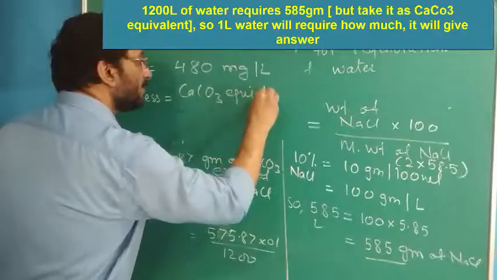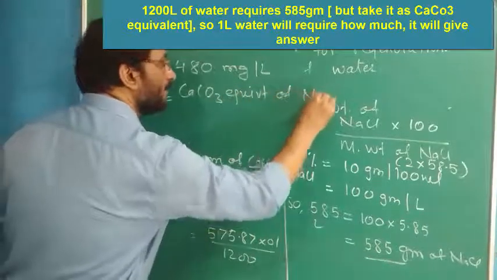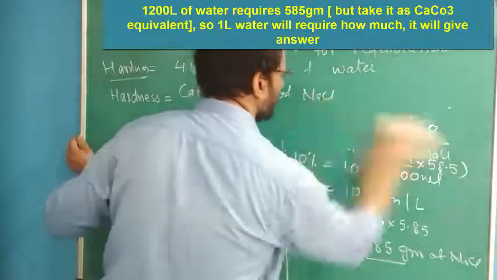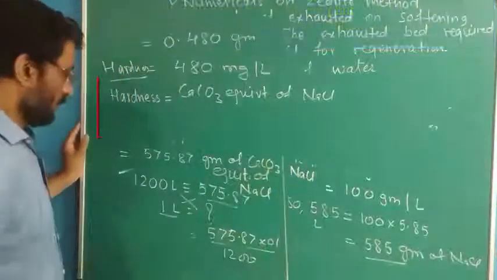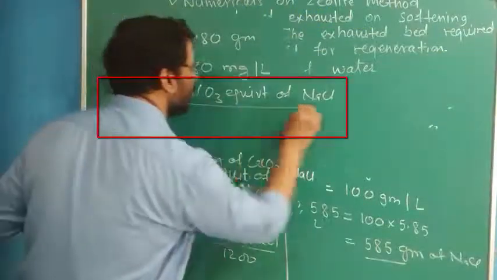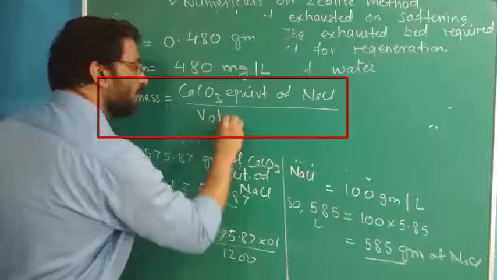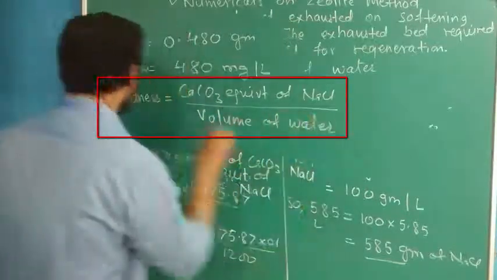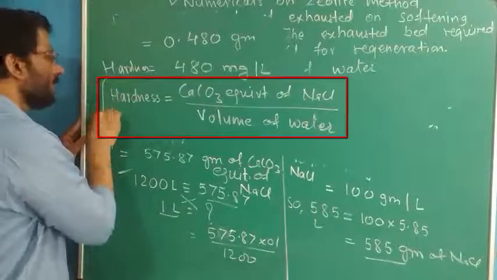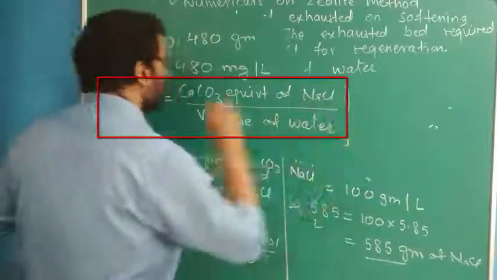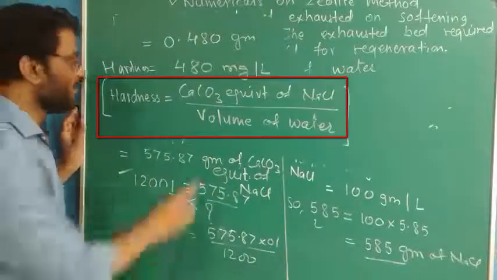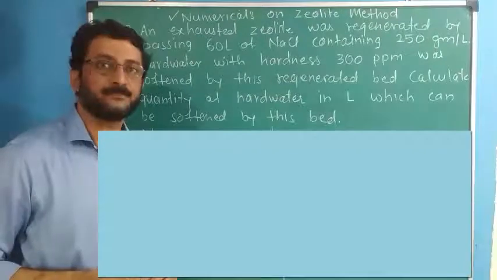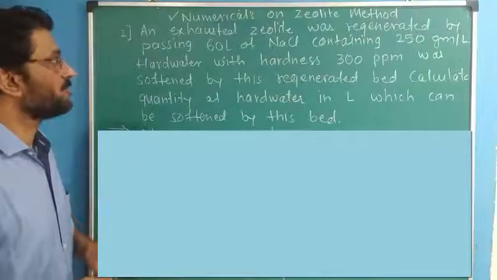Hardness is equal to CaCO3 equivalent of NaCl divided by, there it is, 1200. What is this 1200? It is the volume of water. So using this formula, hardness is equal to CaCO3 equivalent of NaCl divided by volume, we can find the answer. Okay. Let us take a second example on zeolite.